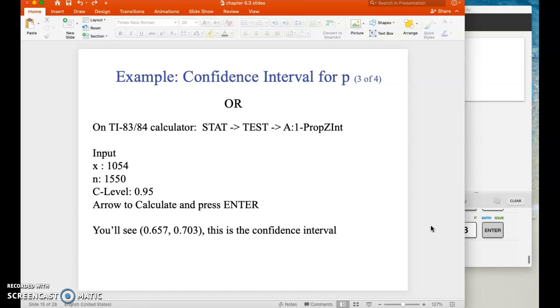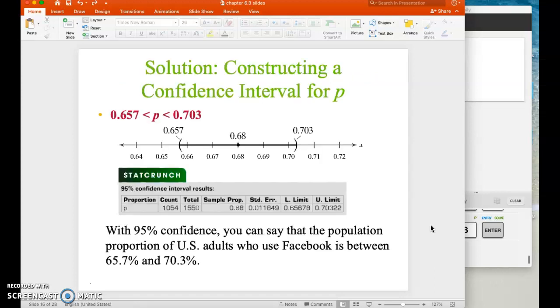The confidence level is 95%. You convert that to a decimal and input 0.95. Arrow down to calculate and press enter. And you'll see in parentheses 0.657, 0.703. This is the confidence interval. It's the same thing we found in the previous slide using the calculations.